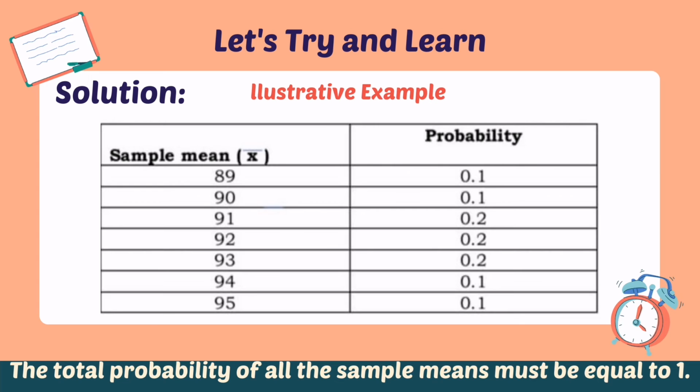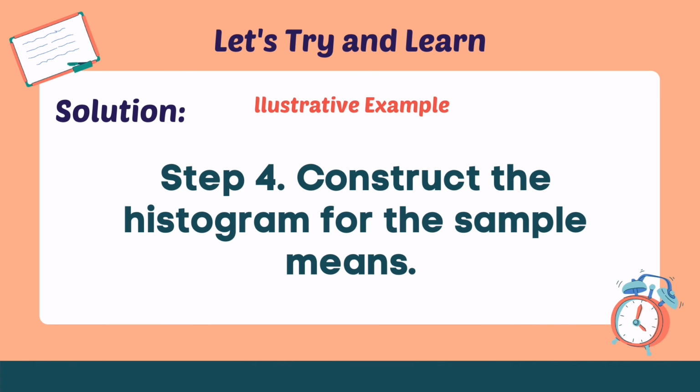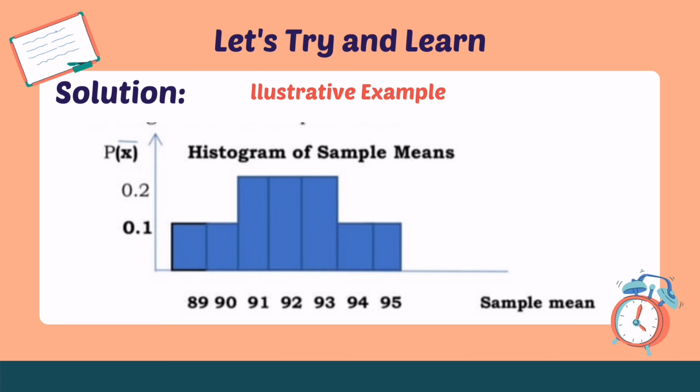And also, we have 91, 92, and 93 that appeared twice, so its probability will be 2 over 10 or 0.2. You may also recall that the total probability of all the sample means must be equal to 1. So now let us proceed with step number 4. Here, you're going to construct the histogram for the sample means. You can observe that this is a representation of your distribution table. Now we are all done.